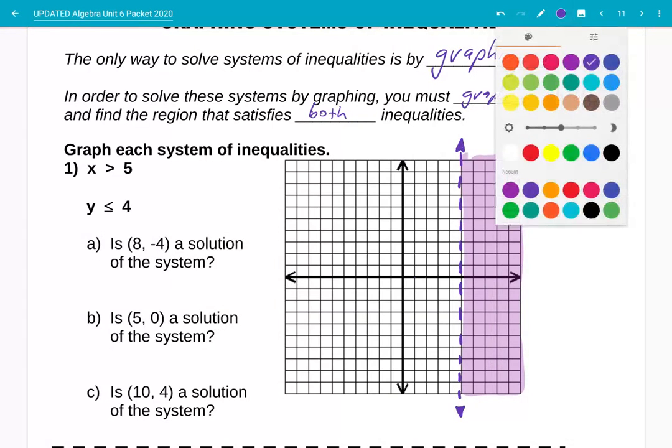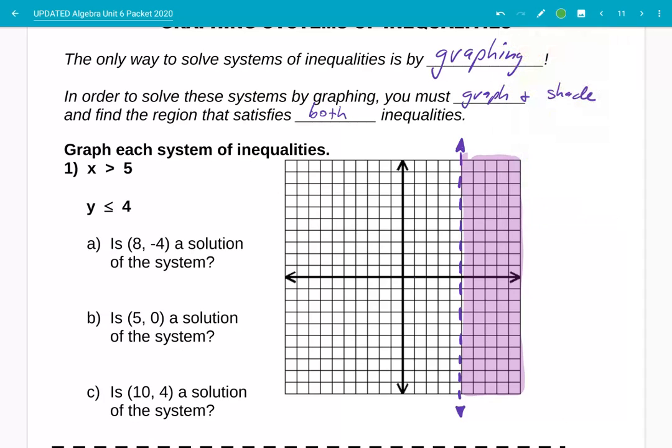Now I'm going to get a different color. How about green? It'll stand out. And then we're going to graph this one. So this is y. I'm going to go to the y-axis at this number. So 1, 2, 3, 4. And this is a solid line, because it has a solid line under the inequality. So it's a solid line at 4. There's my horizontal line. Yes, this is y, so that's a horizontal line, y and just a single number.